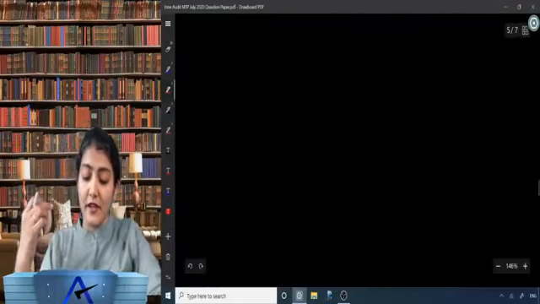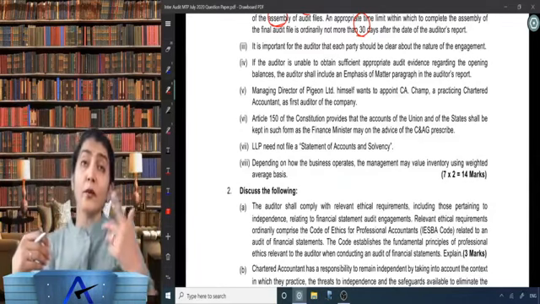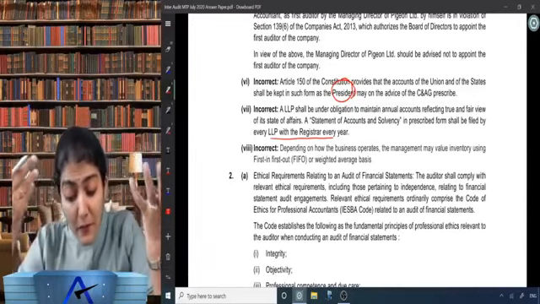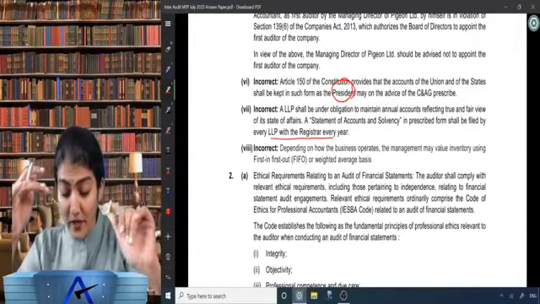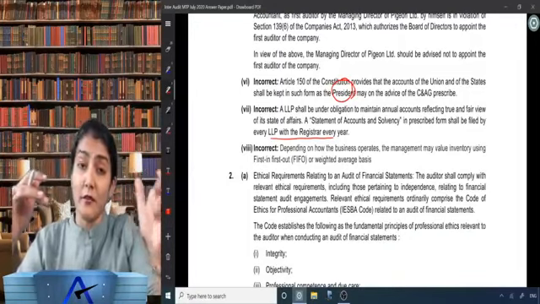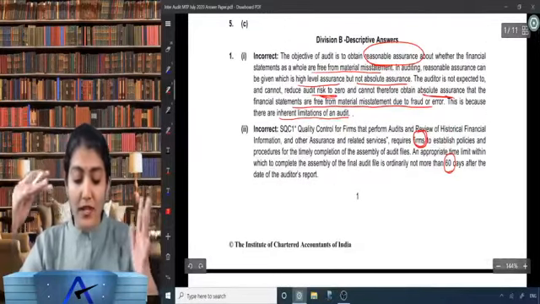Right, and the last one over there. Depending on how the business operates, the management may value inventory using the weighted average basis. And what about the other one? Because as per the accounting standards, two are allowed. LIFO not allowed, but FIFO or weighted average, any one out of the two. So depending on how the business operates, the management may value inventory using first in, first out, that is FIFO, or the weighted average basis.